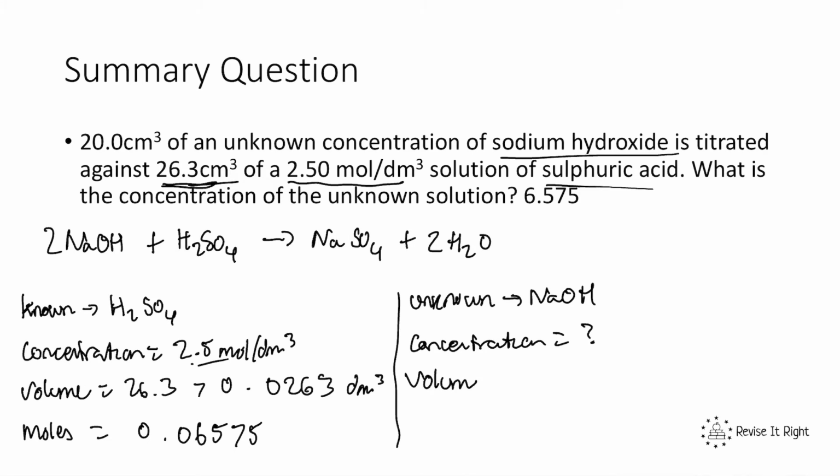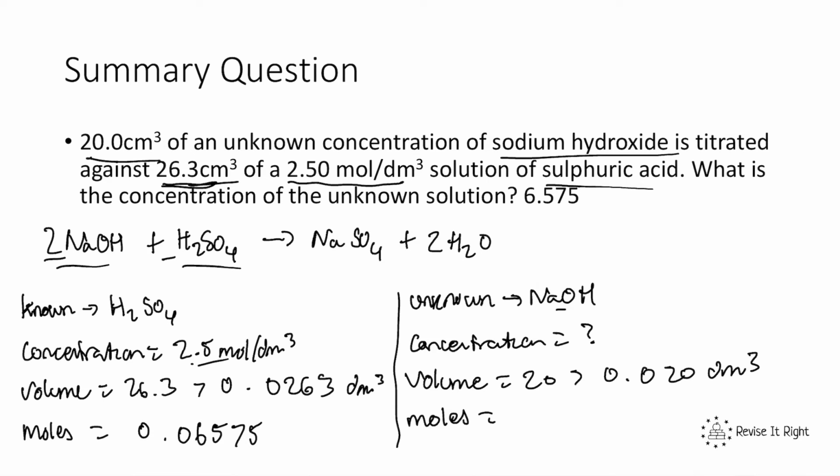Our volume in our equation is 20 centimeters cubed. We're going to convert that, of course, so we get 0.020 decimeters cubed. And on our moles, this is where we go to the balanced equation. If we look here, we need double the amount of sodium hydroxide than we do sulfuric acid, because there's 1 mole here and 2 moles there. So we're going to times it by 2, so we're going to have 0.1315 moles. We've just done 0.06575 times 2 to get that.